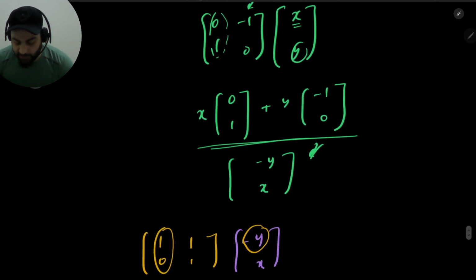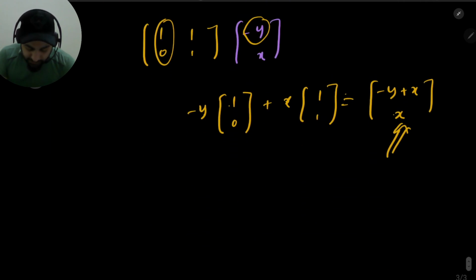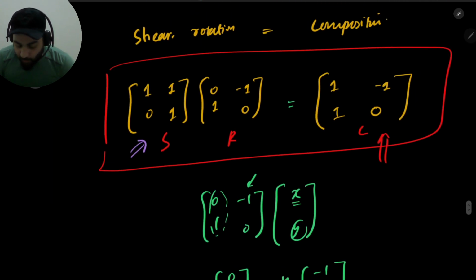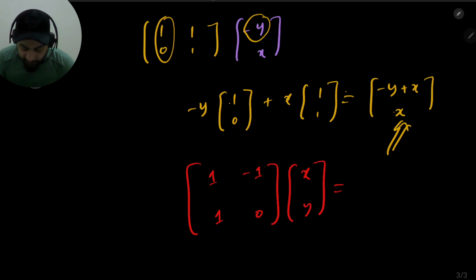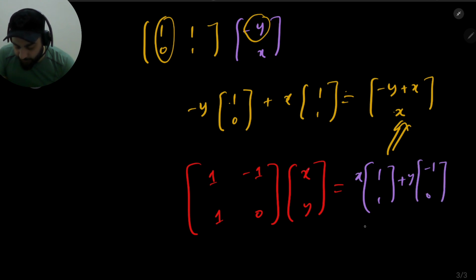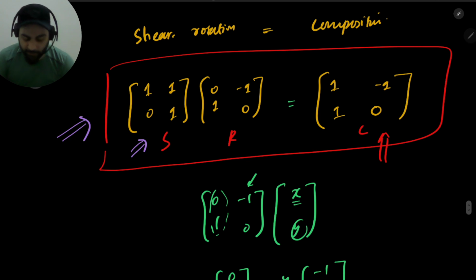If you again see the right hand side, we had this matrix 1 1, minus 1 0, and we multiplied it by x and y, which was our initial vector. So if you multiply this, it will be x multiplied by 1 1 plus y multiplied by minus 1 0. So this will also be equal to minus y plus x, and x. So both of these give the same result. That's how I was justifying that this equation is equal.